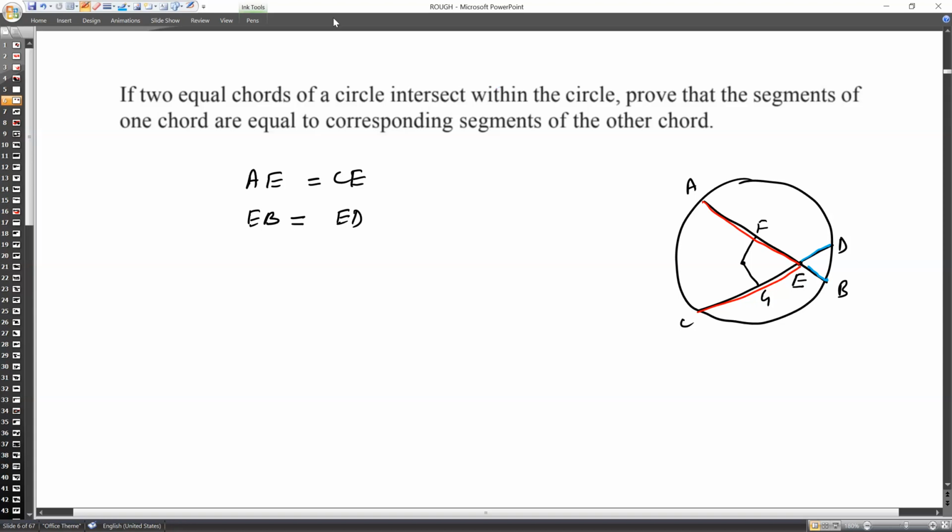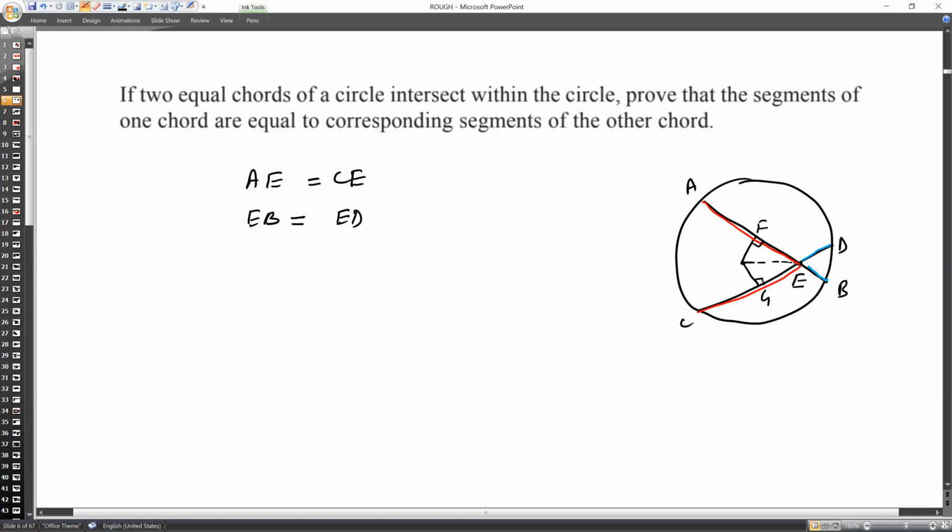Rima, would you like to answer me? Yes, sir. It's the same way, because the chords are equal, then the center also is the same. Yes, Alvina? Sir, we can construct a line AC and then construct another line bisecting the triangle.